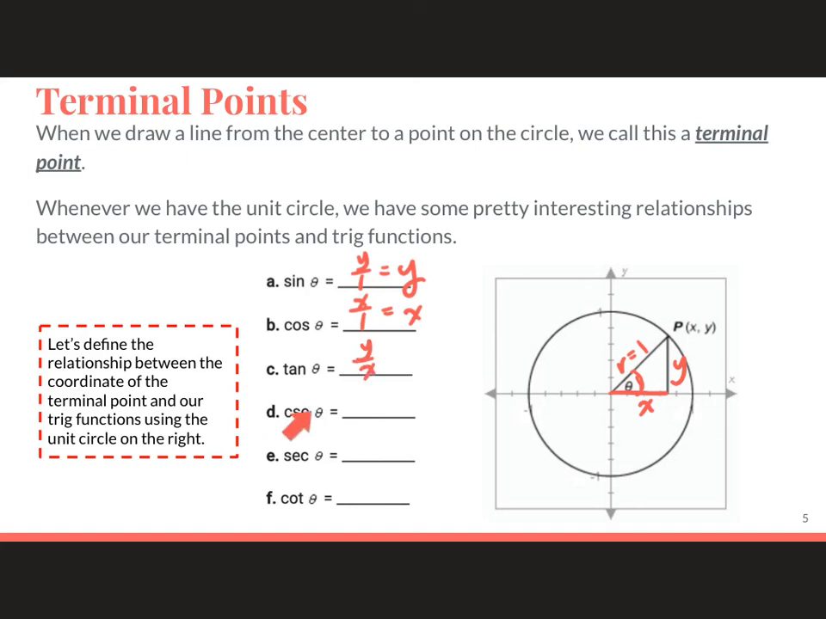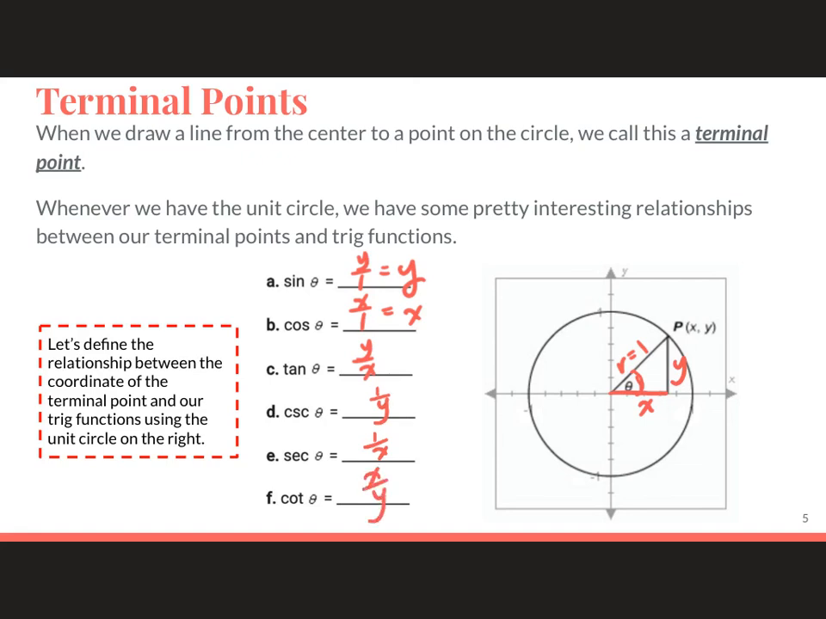And now, in order to get cosecant, secant, cotangent, just take these ratios and then flip them. So my reciprocal of y is just going to be 1 over y. My reciprocal of x is going to be 1 over x. And then my reciprocal of y over x is going to be x over y.